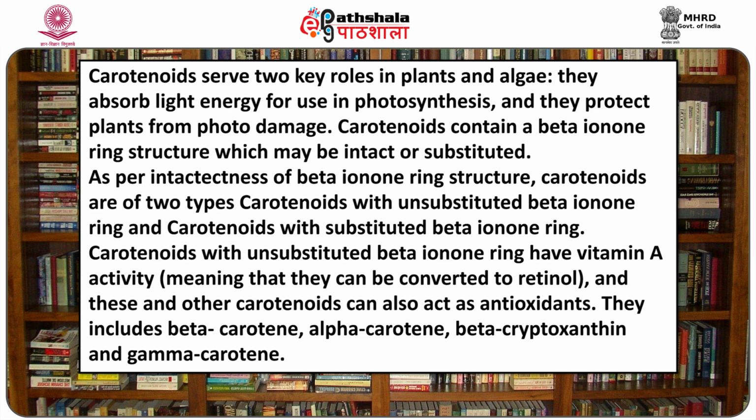Carotenoids contain a beta-ionone ring structure which may be intact or substituted. As per intactness of the beta-ionone ring structure, carotenoids are of two types: carotenoids with unsubstituted beta ring and carotenoids with substituted beta-ionone ring. Carotenoids with unsubstituted beta-ionone ring have vitamin A activity, and these carotenoids can also act as antioxidants. They include beta carotene, alpha carotene, beta cryptoxanthin and gamma carotene.